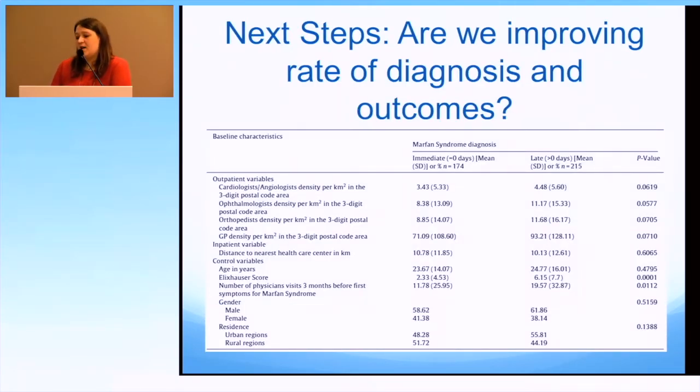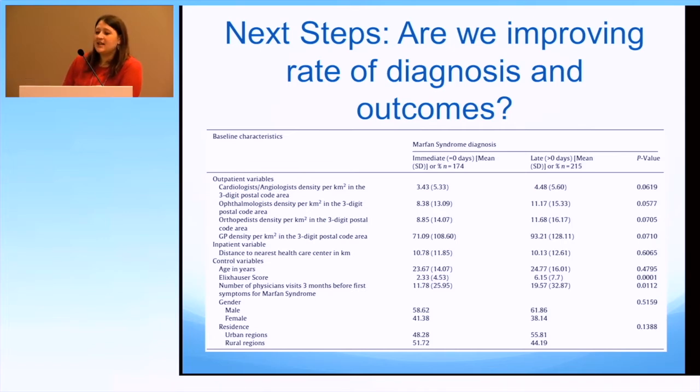So, next steps. Are we improving rate of diagnosis and outcome? This is a paper that I think is slightly depressing, but also very important. It looked at patients with Marfan syndrome and at the rate of specialists in the region of presentation, to see whether having more cardiologists, more family physicians, more ophthalmologists actually improved rate of diagnosis before dissection and treatment, and it didn't. The outcome basically was that the density of physicians in patients that were immediately diagnosed was actually lower than the density of physicians where patients were diagnosed later.